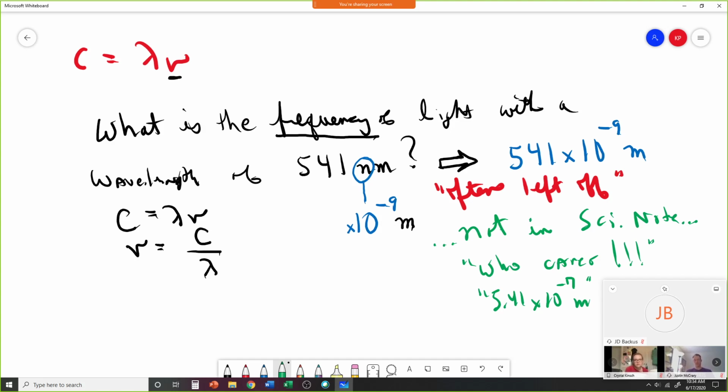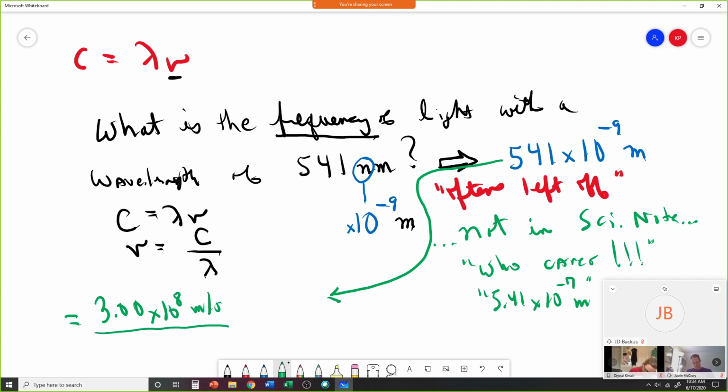And so now that we have this, we come over here and plug this in. It's 3.00 times 10 to the 8th meters per second, divided by 541 times 10 to the minus ninth meters. And look, meters cancel. And that leaves you with per second. Units cancel. That's why you have to have them in meters. So if you don't have it in meters, units won't cancel.